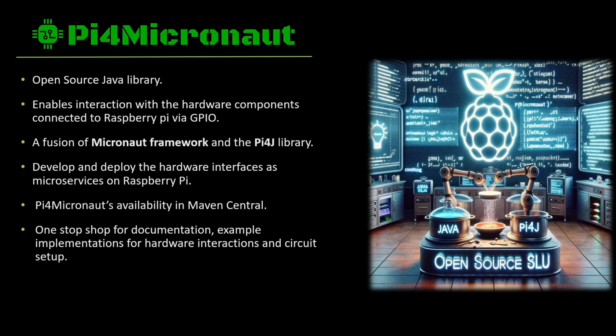So here is a solution called Pi4Micronaut. It's an open source Java library which we made available through the Maven Central Repository that enables the interaction with the hardware components that are connected to Raspberry Pi via GPIO. It's the fusion of the Micronaut framework and the Pi4J library. It lets you develop and deploy the hardware interfaces as microservices on Raspberry Pi. Pi4Micronaut is a one-stop shop where you can find the example implementation, how to set up the circuits, and the documentation as well.